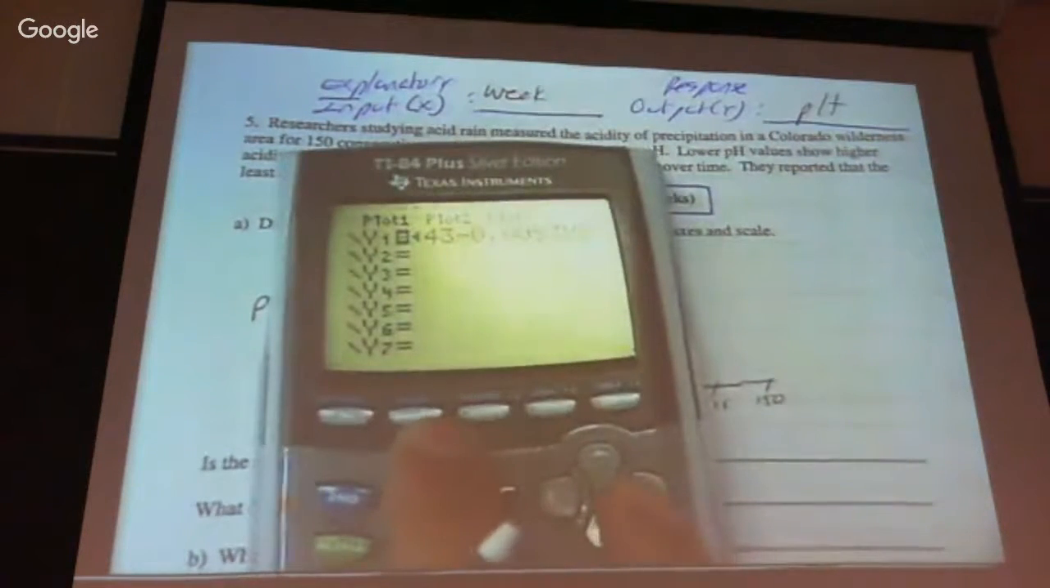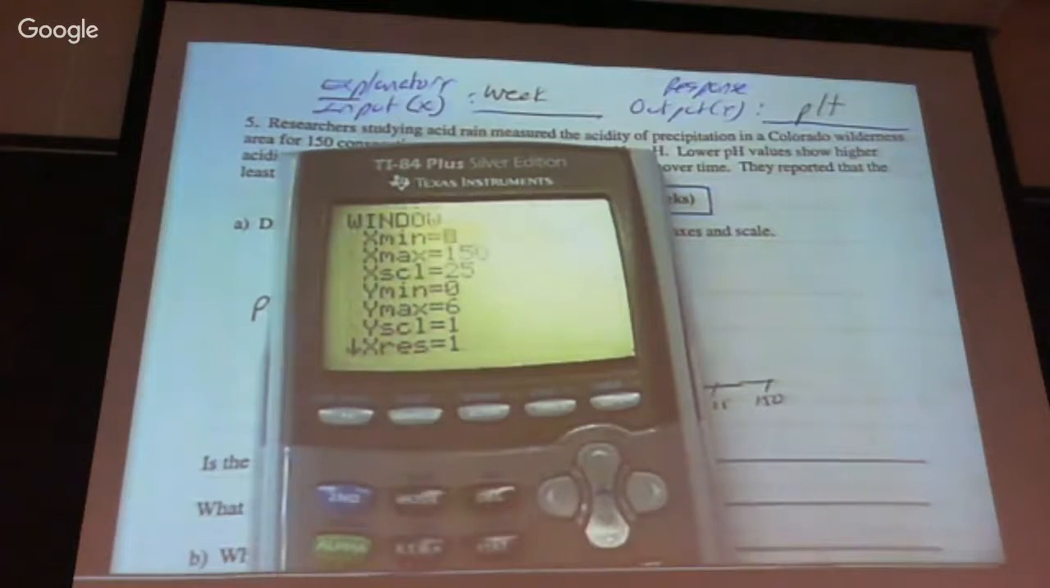So you push the window button on the top row, second button, window. What is your x minimum? 0. What is your x maximum? 150. What is your x scale? 25. What's the y minimum? 0. What's the y maximum? 6. And what's the y scale? 1. Again, you don't need to write that down.